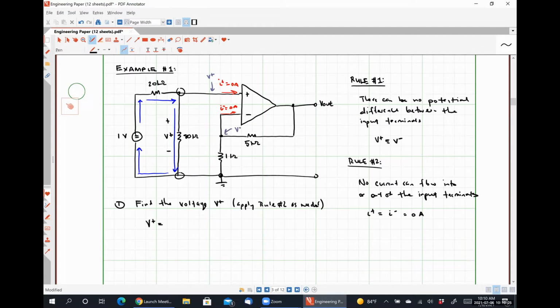We need to find Req and then use Ohm's law to get the current. Since they're in series, we know they're going to have the same current passing through them, so could you just do your voltage divided by your resistance? I got 1 volt divided by 20 kilo ohms is 0.05 milliamps, and then multiply that by 80 kilo ohms to get a voltage.